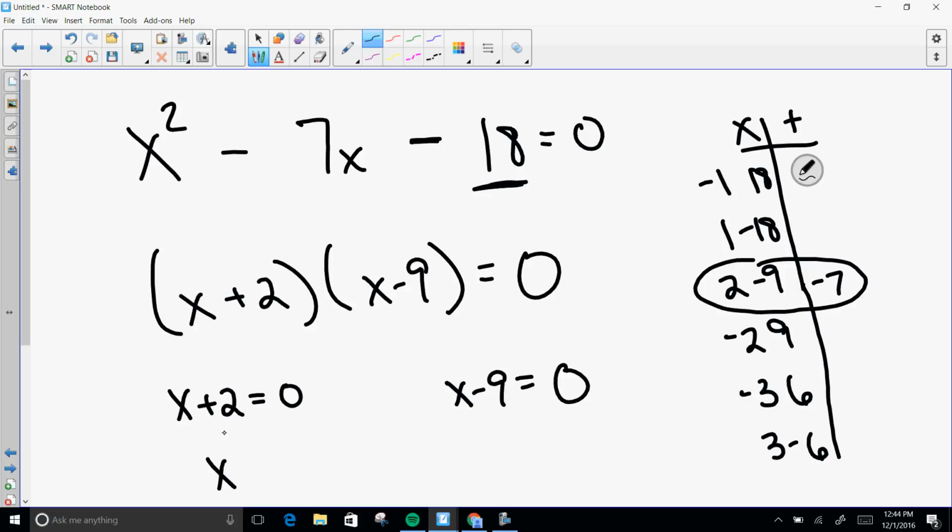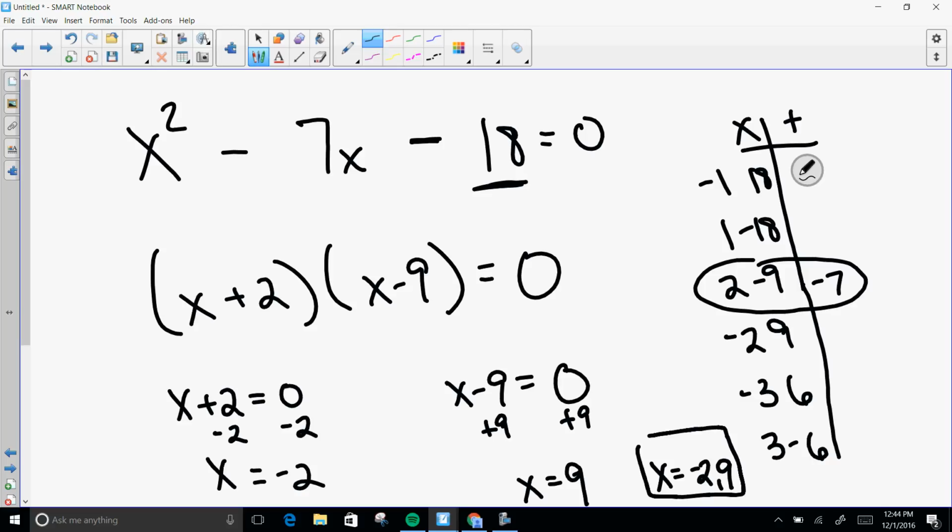So then I solve this equation, and I get x equals negative 2. I then solve this equation by adding 9 to both sides, and I get x equals 9. So my answer would be x equals negative 2 and 9. And that would be your final answer.